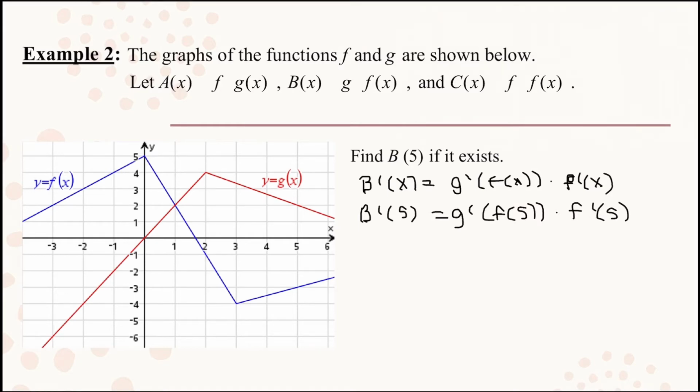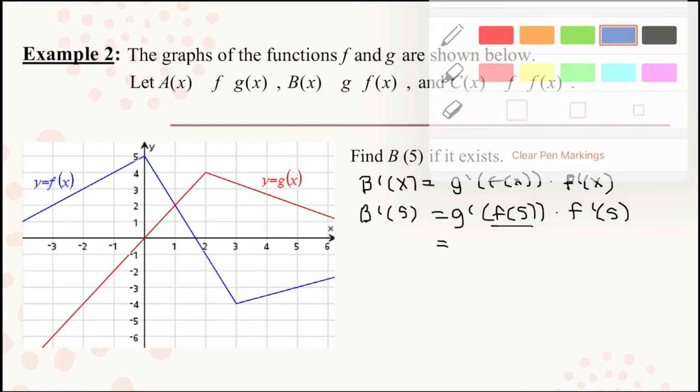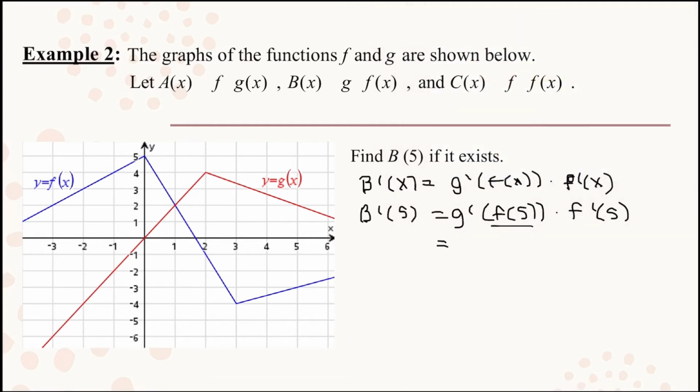And then go to our graph, find f of 5 to start. So we're just going to go over and say, okay, when x is 5, f is at -3. So that's really like g prime of -3 times f prime of 5.